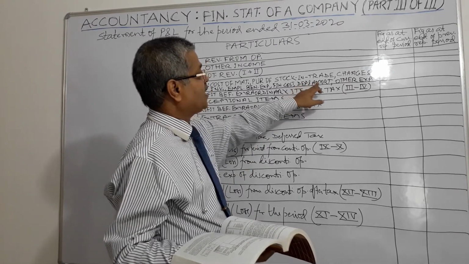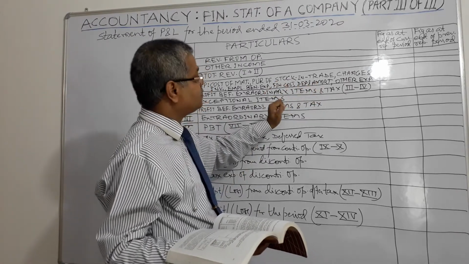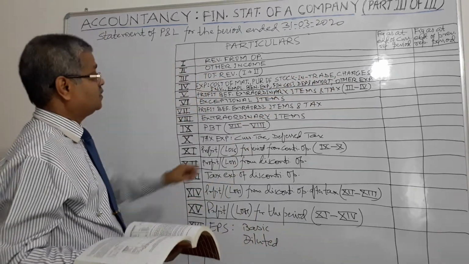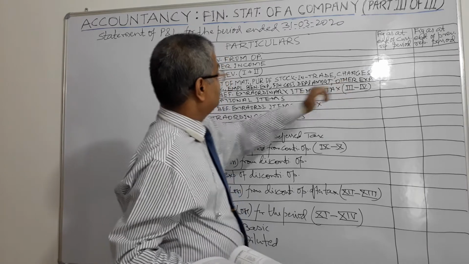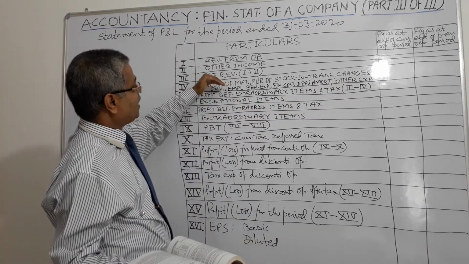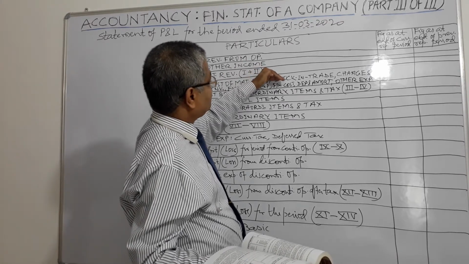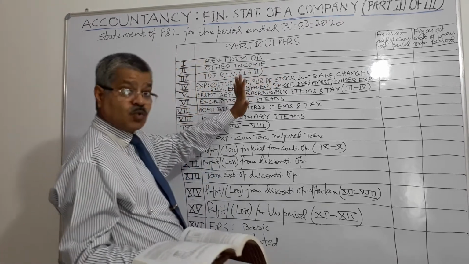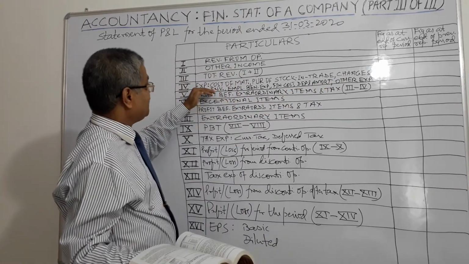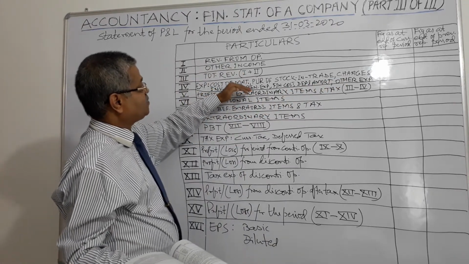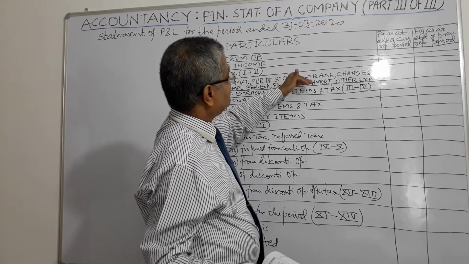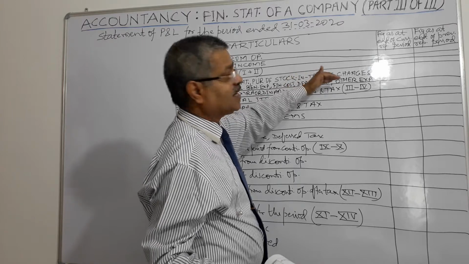Depreciation and amortization expenses will come here. Other expenses will come here, right? Under it has got 7 heads. Cost of material consumed 1, purchase of stock in trade 2, all will be shown separately. Changes in inventory 3, employee benefit expenses 4, finance cost 5, depreciation and amortization 6, other expenses 7.